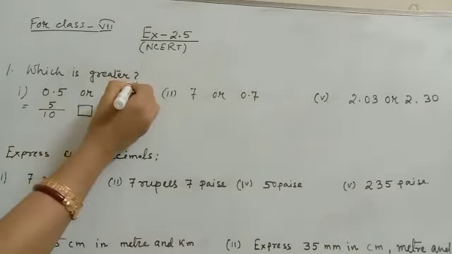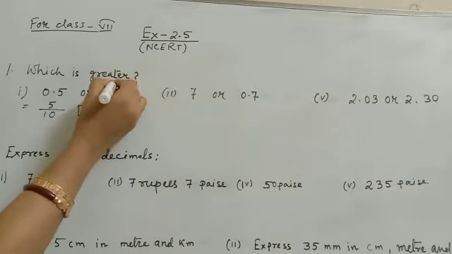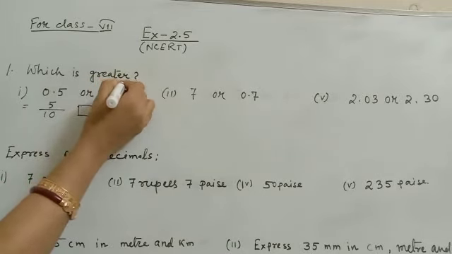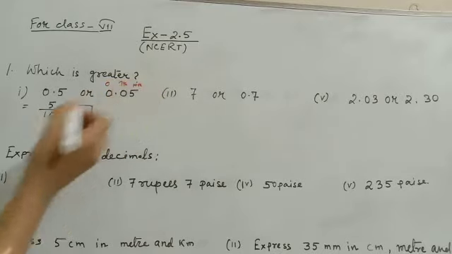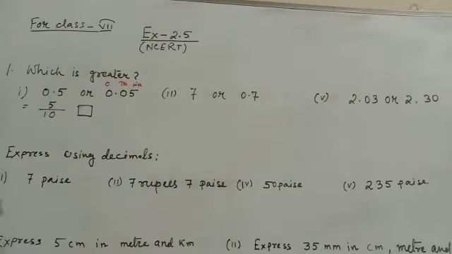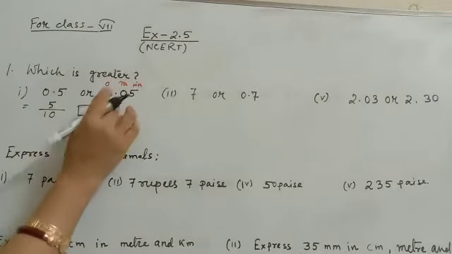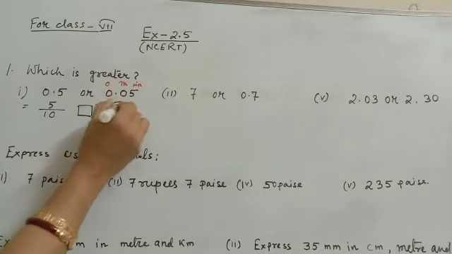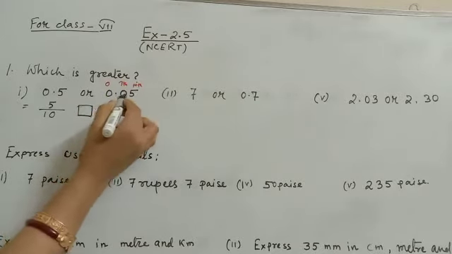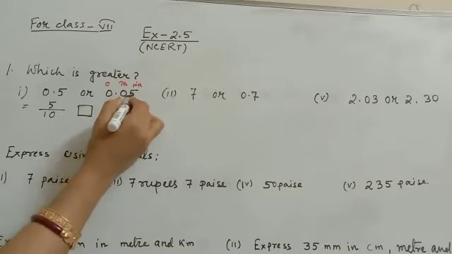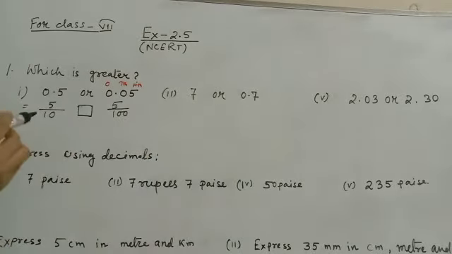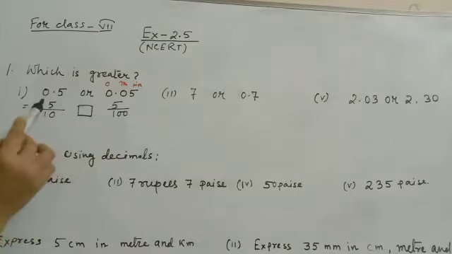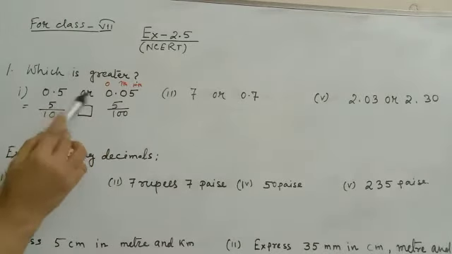This is the ones place, this is the point, and this is the 10th place, TTH, and this is the 100th place, HTH. That means the 100th place. So when it is the 100th place, we can write 5 by 100, as after the decimal there are two digits, two numbers, so I will write 5 by 100. Now you can find it in another way also: numerators are the same, denominators are larger.